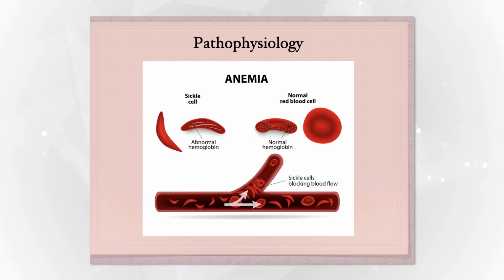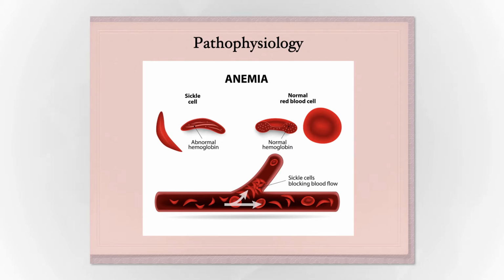This sickling happens, as we mentioned, at low VO2 levels, and it depends on how much hemoglobin S is present in this patient at this time. And it's aggravated by acidemia, increased CO2, increased 2,3 DPG, fever, and increased osmolality.